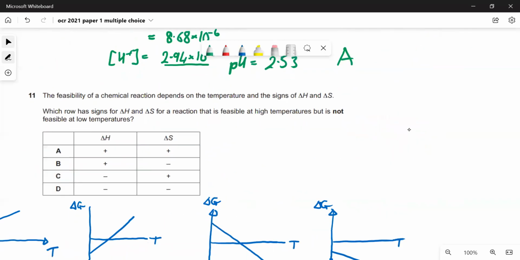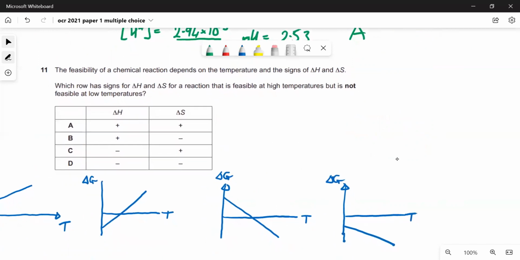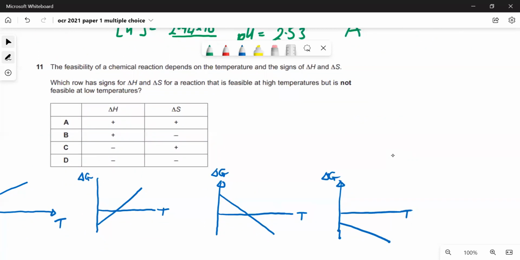Okay, now this one here. The feasibility of a chemical reaction depends on delta H and delta S, okay? Which row has the signs for the reaction that's feasible at high temperatures and not low temperatures? Again, this is a very common question. We need to have a think about delta G here. So what's the expression for delta G? Delta G is equal to delta H minus T, the absolute temperature, times delta S, okay?